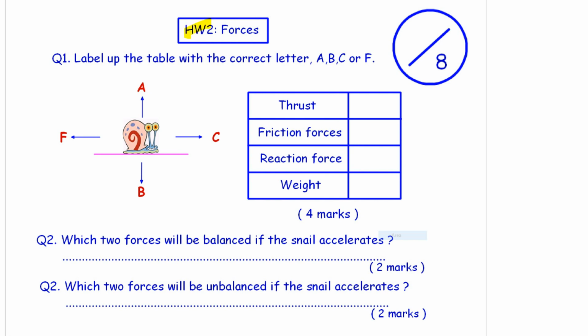Final section is homework number 2. It's out of 8. So you've got to label up A, F, B and C and put it into the correct box. That's worth 4 marks. And then question 2, which two forces will be balanced even if the snail accelerates? And then question, naughty, that should be question 3. Question 3, which two forces will be unbalanced if the snail accelerates?